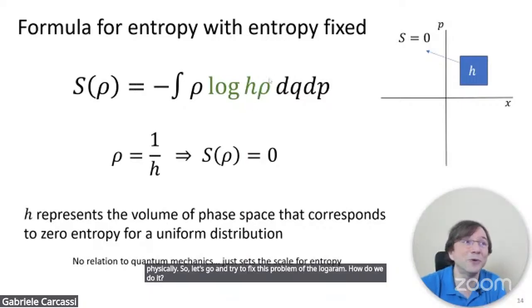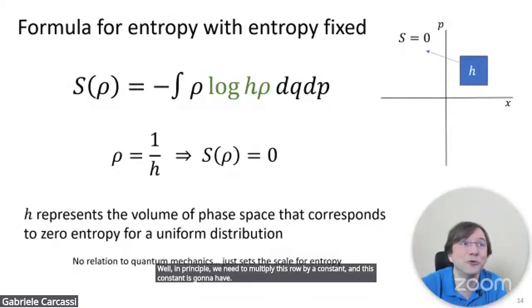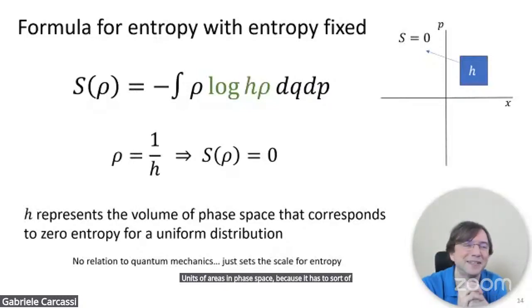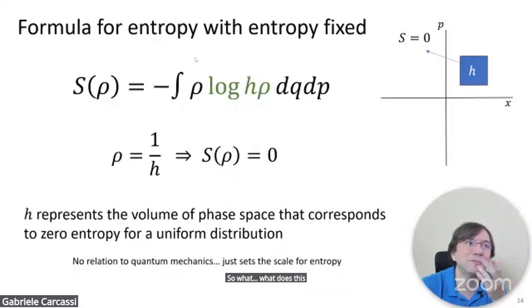Well, in principle, we need to multiply this rho by a constant. And this constant is going to have units of area in phase space, because it has to counteract the density of rho. So what does this H mean physically?